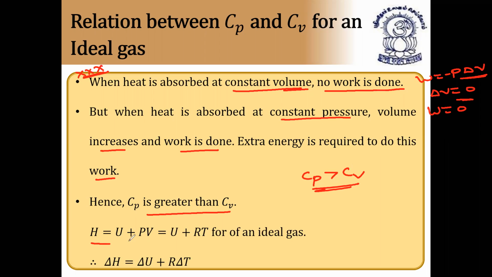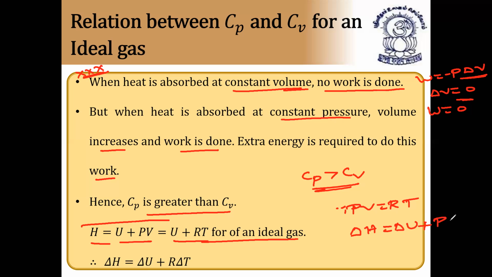And H is equal to U plus PV. This we already know from the first law of thermodynamics. And H is equal to U plus PV, where PV is equal to RT for 1 mole of an ideal gas, because PV is equal to nRT. So we can write delta H is equal to delta U plus R delta T. This is the formula for finding delta H for 1 mole of an ideal gas. For n moles of an ideal gas, it is n R delta T. So that also we discussed.